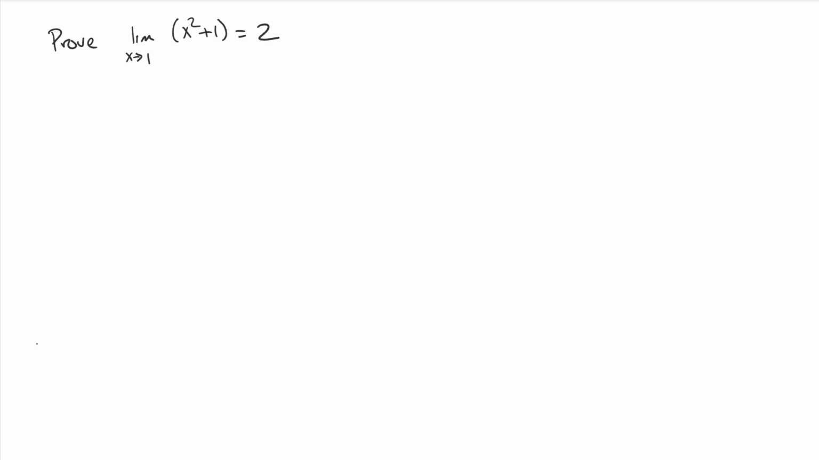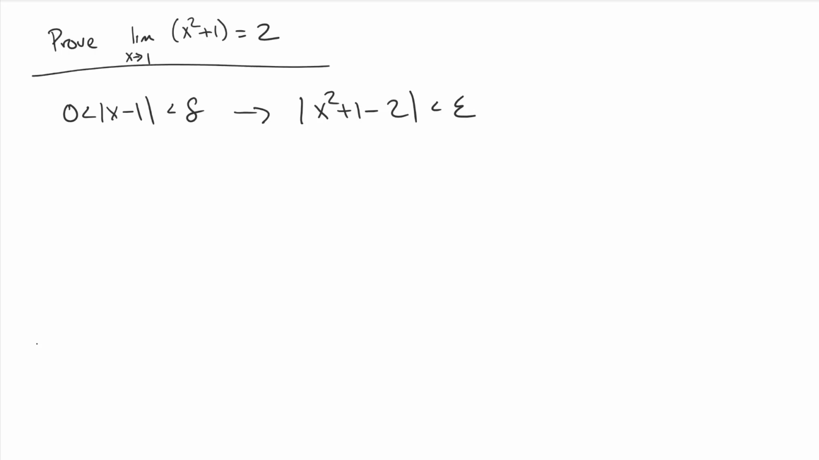Let's go. So we're going to write it in that if the absolute difference between our x and 1 is less than delta, it implies that the absolute value of x squared plus 1 minus 2 is less than epsilon. So that's our problem, and we started there. This one's not going to work the same way. We did our first step right here.